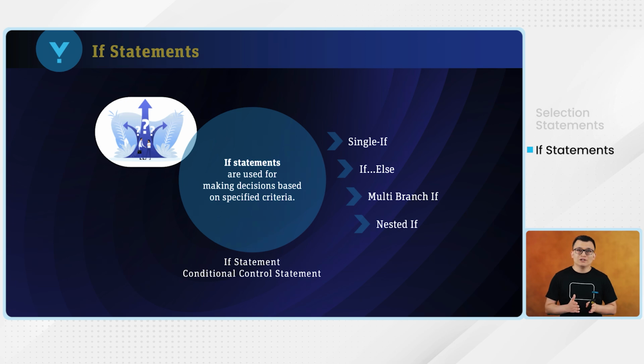When it comes to using if statements, there are several different types. We have the single if statement, the if and else statement, the multi-branch if statement, and the nested if statement. Each of them is used for making decisions. The single if statement should be used when making a decision for one possible output. And if you need to make a decision between two possible alternatives, then you could use the if and else statement.